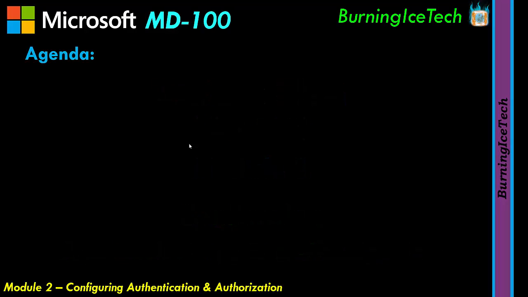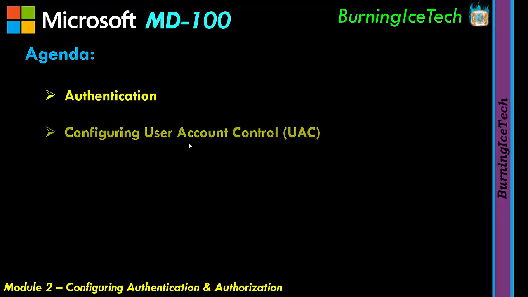The main sections we'll be covering in this module are firstly authentication, and then we'll move on to configuring user account control, which is also known as UAC for short. Then lastly, we'll have a look at implementing device registration.